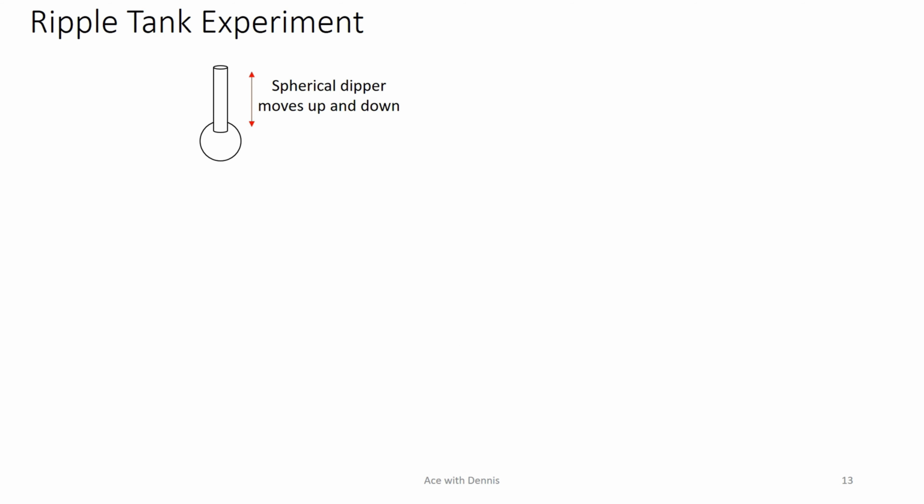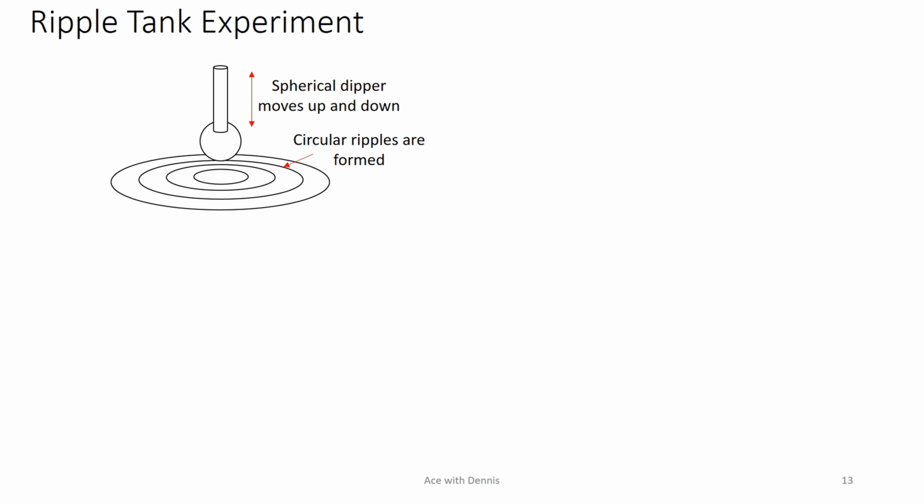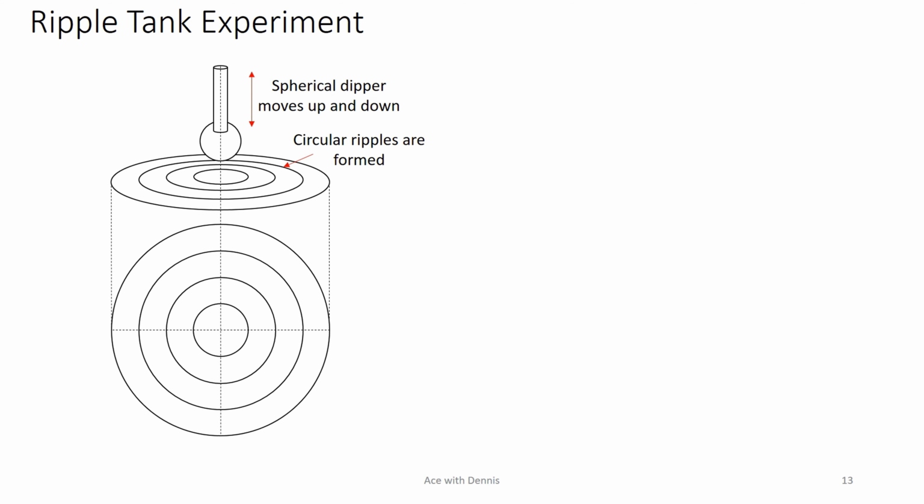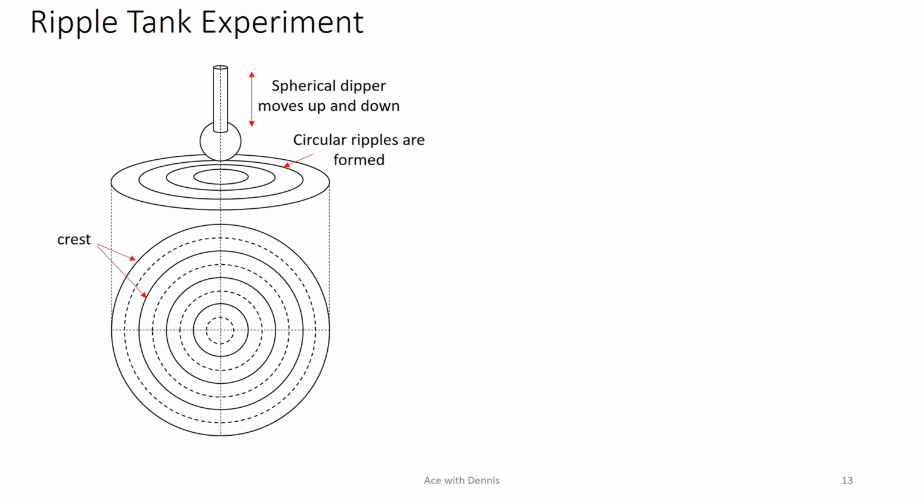If the dipper is in spherical shape and it moves up and down, it will produce circular ripples. If you observe these circular ripples from the top, this is what you can see. The solid lines represent the crests, and the dotted lines, which are invisible, are the troughs. The distance between crest to crest is the wavelength lambda.